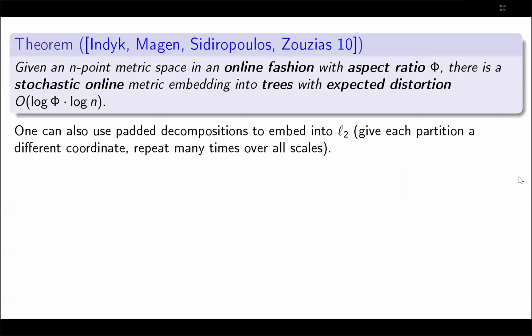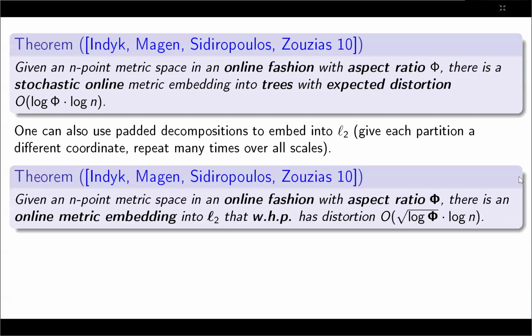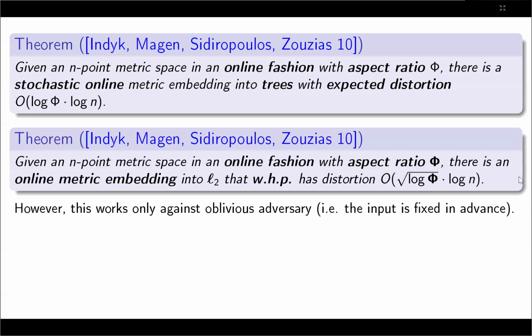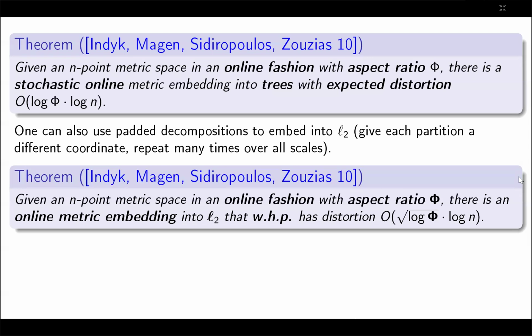But could you do something in L2? So Indyk and Talwar, in the same paper, show that if you embed in L2 instead of trees, you can get log n times the square root of log aspect ratio. And the idea is similar. Okay, here's the idea. So how do you do that?